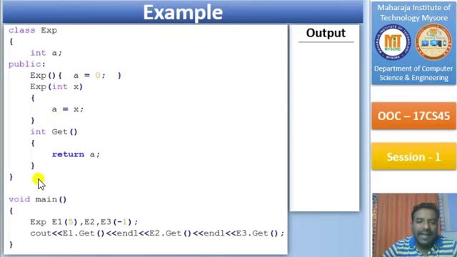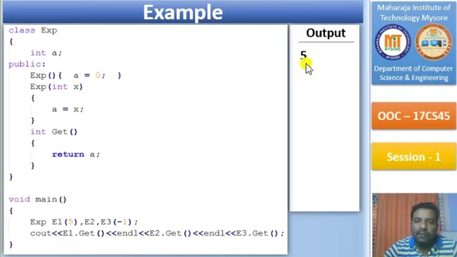And now, look at this. I am declaring an object E1 with the value 5. Hence, the parameterized constructor is called. The value of A for the E1 object is 5. I am defining the E2 object with no parameter, hence the zero argument constructor is called with the value of A as 0. And I am creating an E3 object with the parameter -1. The parameterized constructor is called, and the value of A becomes -1. Hence I am printing the values of A of the objects E1, E2 and E3, and this is the output I am going to get.